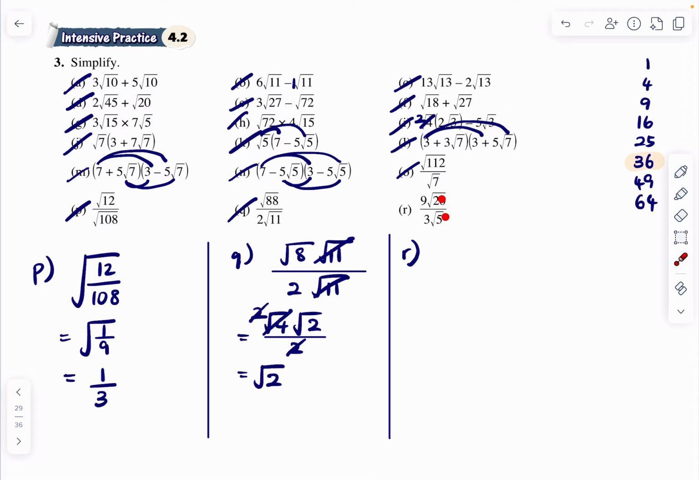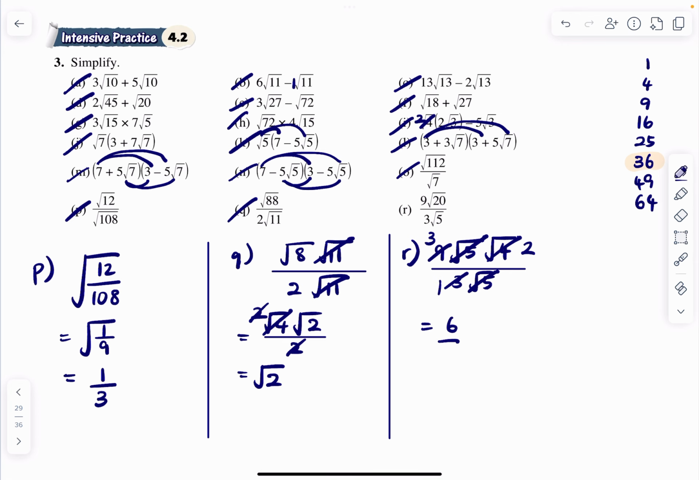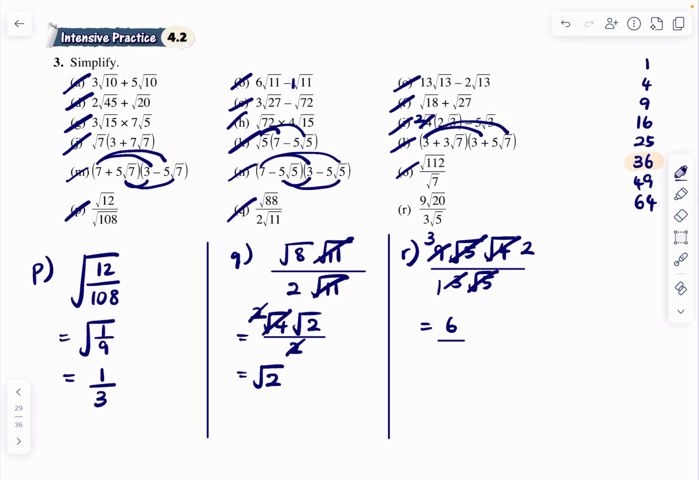20 and surd 5. So surd 20 can be written as surd 5 times surd 4 over 3 surd 5. So surd 5 we can cut. Surd 4 is just 2. So this one also we can simplify. 3 times 2 is just 6. Done. Okay, so you just have to simplify. That's it. Done.